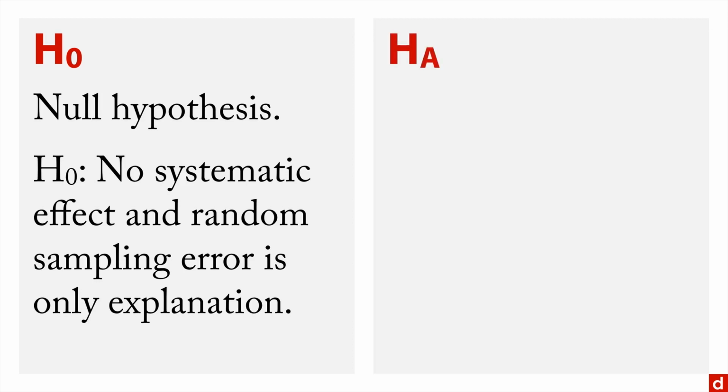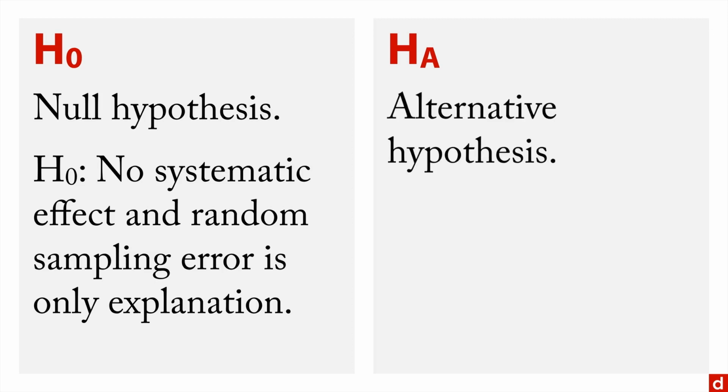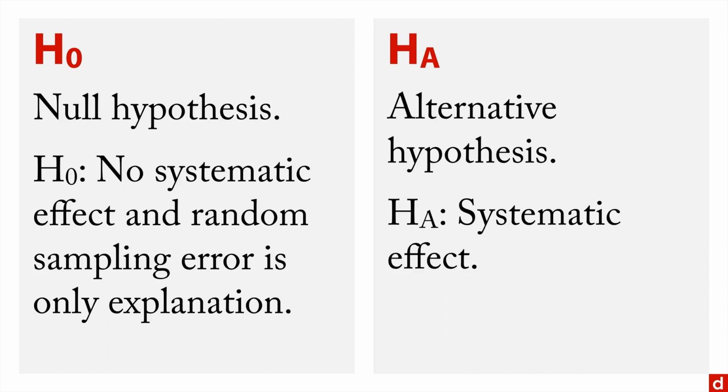And then contrast that with H sub A, which is the alternative hypothesis. And this really just says that there's a systematic effect, that there is in fact a correlation between variables, that there is in fact a difference between two groups, that this variable does in fact predict the other one.